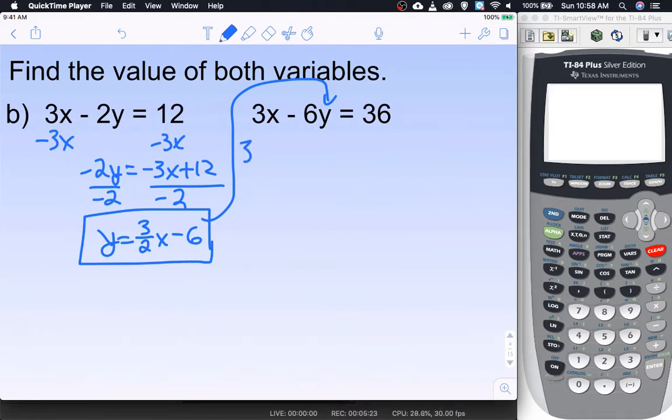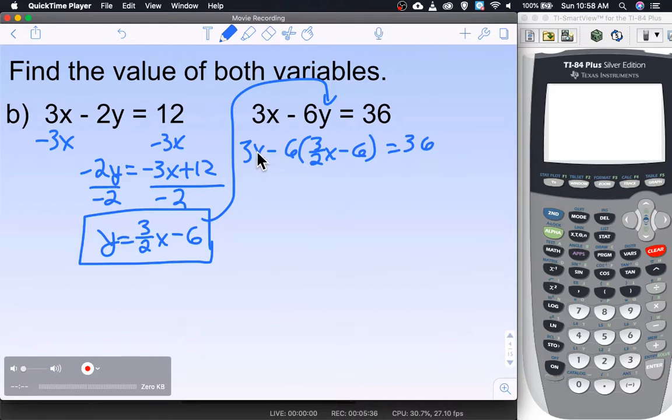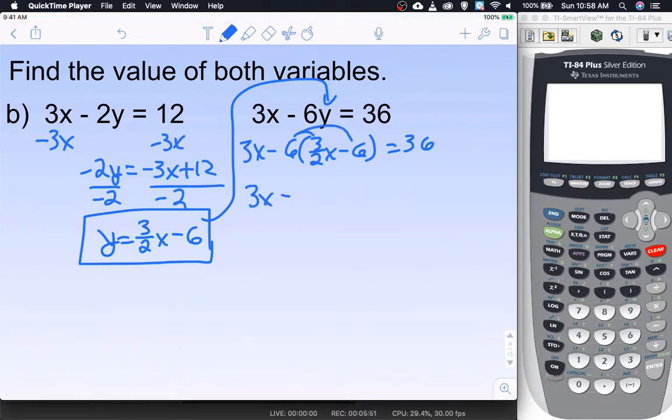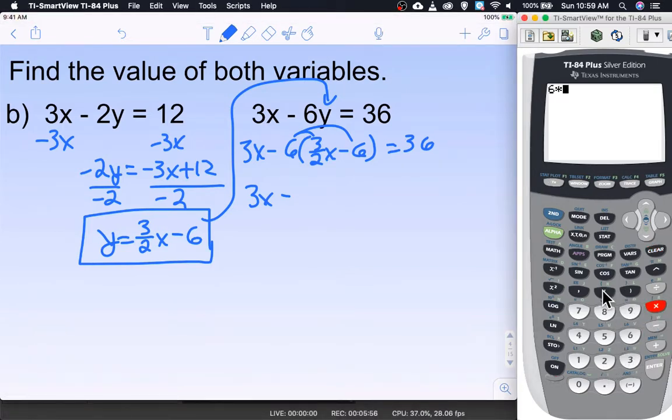So I'm going to have 3x minus 6 times 3 over 2x minus 6 equals 36. And now I have an equation with only one variable. It has just x's. So I'm going to solve. I'm just going to distribute my 6 and combine my x's and get the x by itself. So if I distribute the 6's, I'm going to have 3x minus, I believe that's going to be 9x.